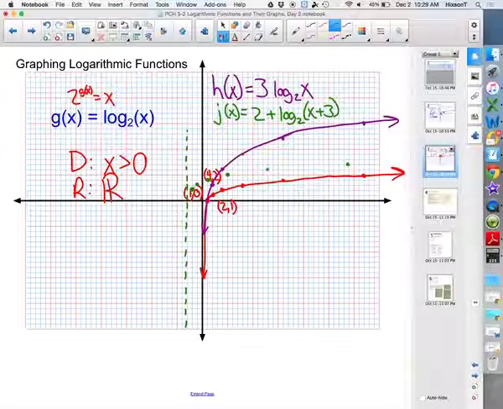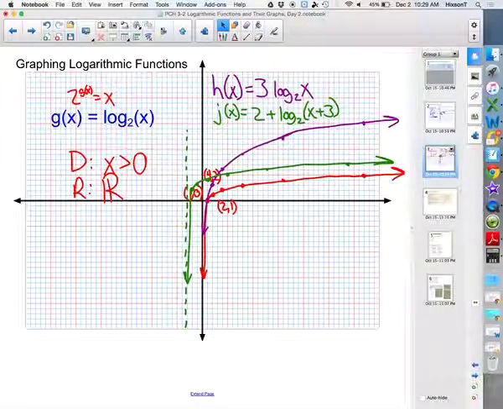So we have that, and notice it looks exactly the same as the original one. It's just moved because we just translated it. We didn't stretch it or shrink it at all. Okay?